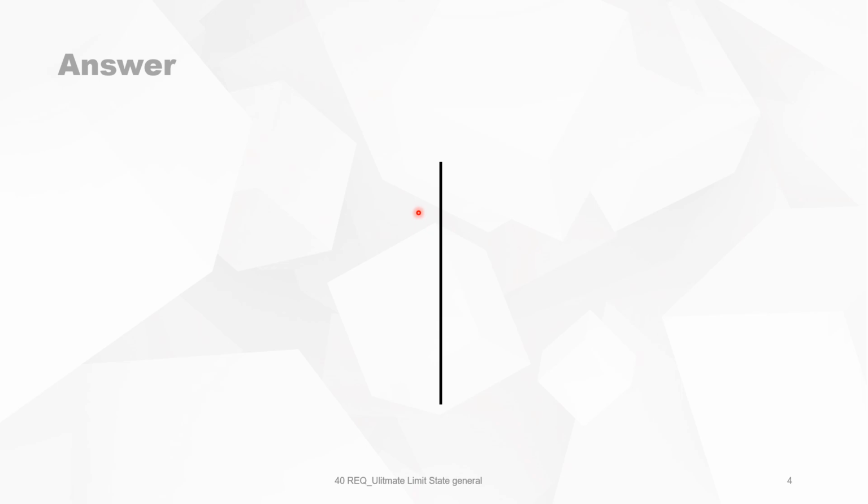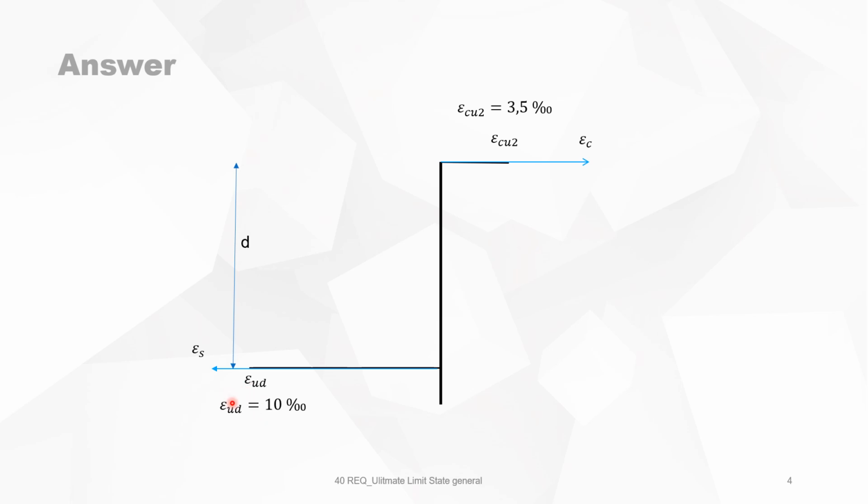So we start first with the unloaded section, and we look at the strain diagram. On top, we got the concrete strain, epsilon c. On the bottom, at the distance d, we got the strain in the steel, epsilon s. And the distance between the two is the effective depth d. The maximum compressive strain of the concrete is epsilon cu2, which is 3.5 per mil. And the maximum strain in the steel, we have limited up to epsilon ud equals 10 per mil.